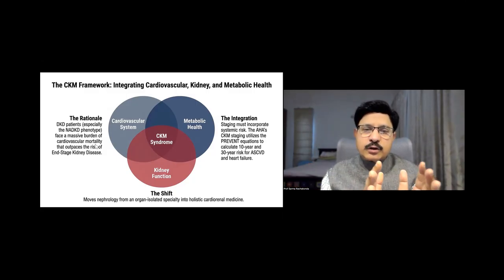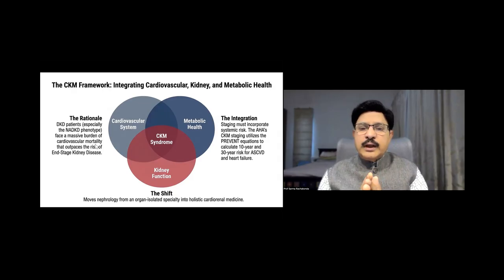So that cardiovascular component is more. Then the kidney function has to be monitored, and metabolic health. Now you integrate: staging must incorporate the systemic risk. The American Heart Association CKM staging utilizes the PREVENT equations to calculate 10-year and 30-year atherosclerotic cardiovascular disease risk.